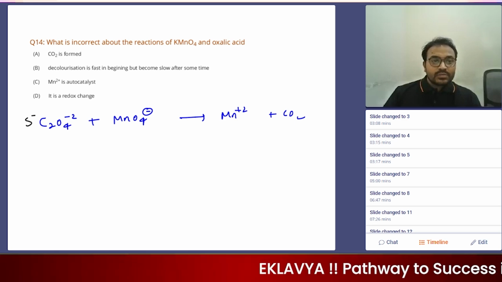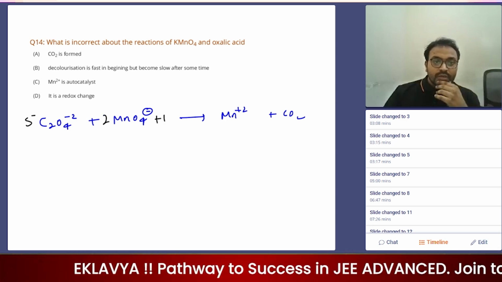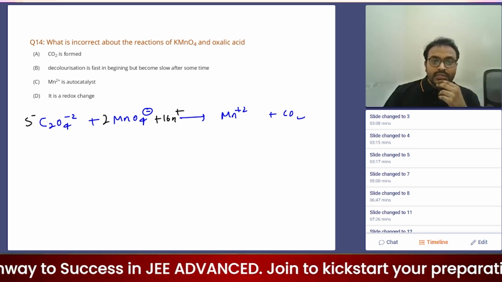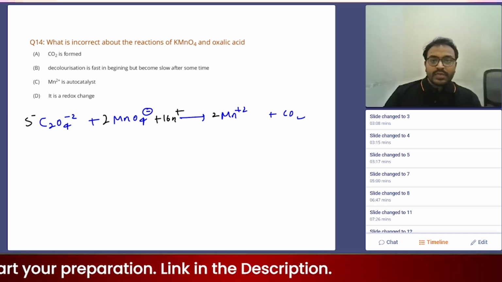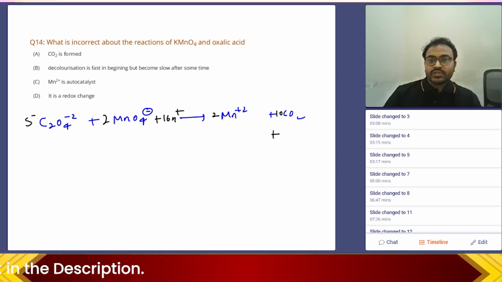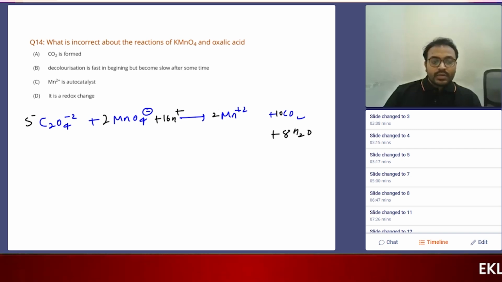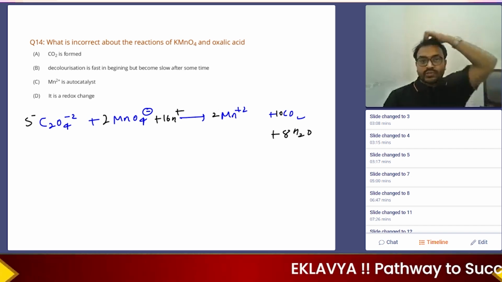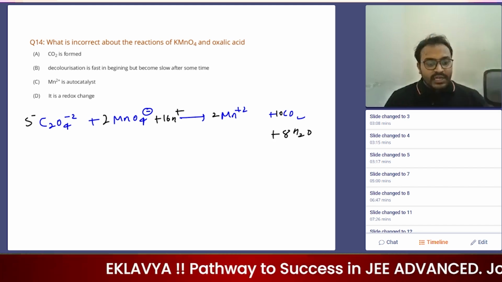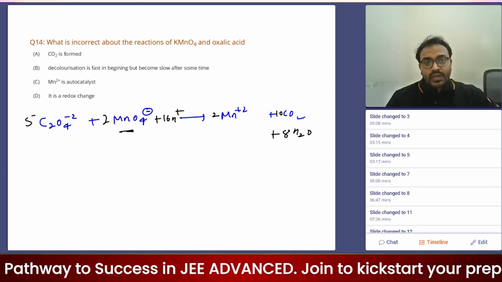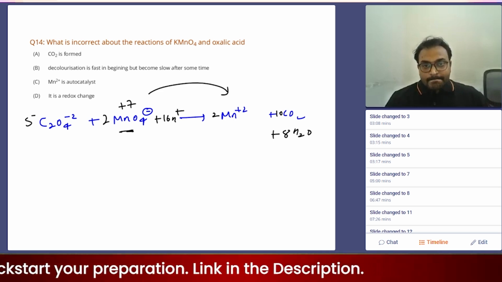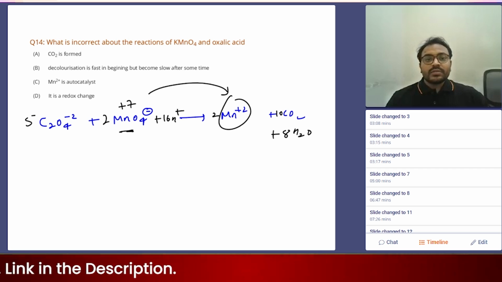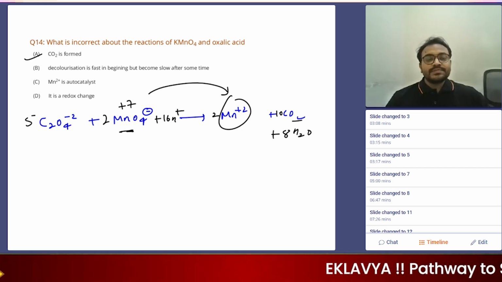That is a redox reaction. So 5 times C2O4 2-, 2 times MnO4-, and 16H+. This is the complete balanced reaction, giving 2Mn2+, 10CO2 and 8H2O. Now see, in this reaction Mn in MnO4- has the +7 oxidation state converting into Mn+2, right? So this reaction gives CO2, yes, CO2 is formed in the reaction.